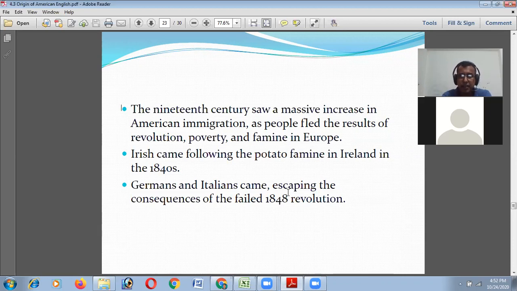Irish came following the potato famine in Ireland in the 1840s. And the people of Ireland also went there. Germans and Italians came, escaping the consequences of the failed 1848 revolution. So the Germans and Italians also tried to get a revolution, but they failed. And those who were defeated in the revolution left Europe and went to America. So in such a way, from all parts of Europe, people went to America, and the number of immigrants increased highly on the American continent.